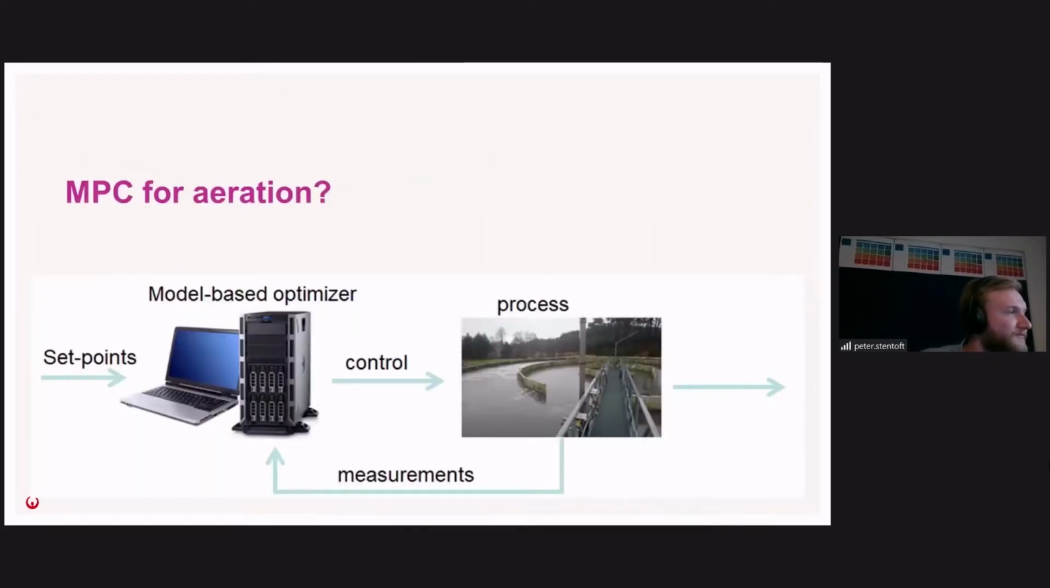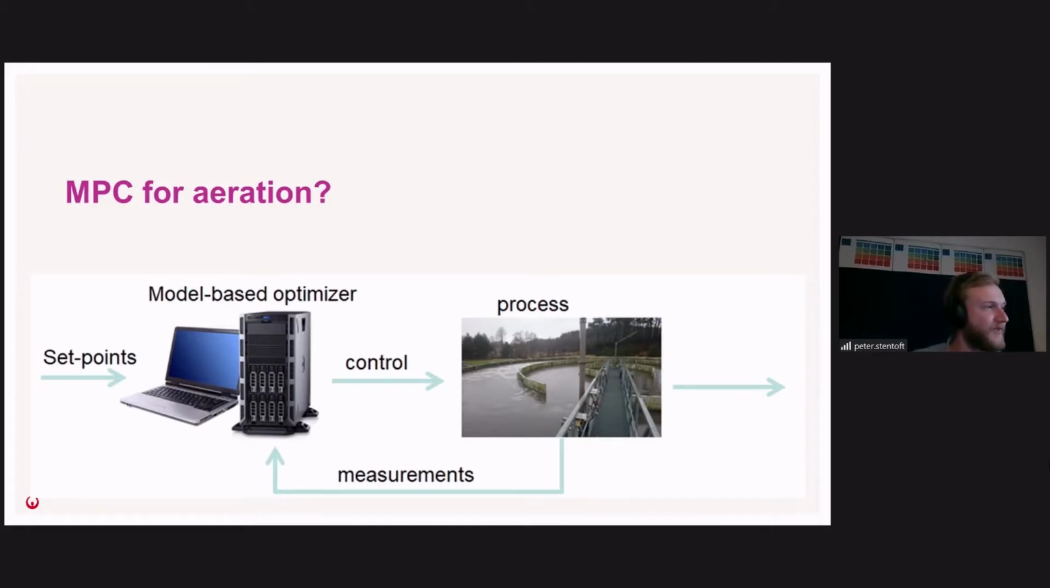So the way we do it is that we have made a relatively simple data-driven model of the wastewater treatment plant, which can be adapted to different plants. And that model can then generate future scenarios. So how will the nutrient concentrations develop over time if we aerate in different patterns or different ways?